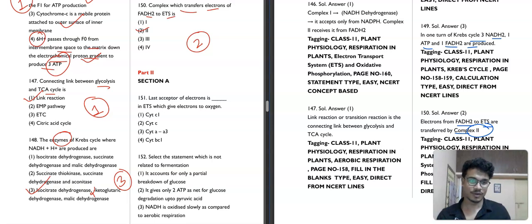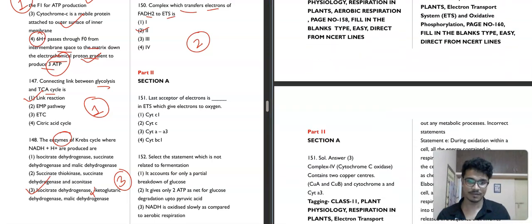Then we will move towards part 2 of section first. The last electron acceptor in ETS, which gives electrons to oxygen. So in complex 4, cytochrome C oxidase contains 2 acceptor centers: one is CuA and CuB, and cytochrome a and a3. So the last one will be cytochrome a a3. Third will be our correct answer for this question.